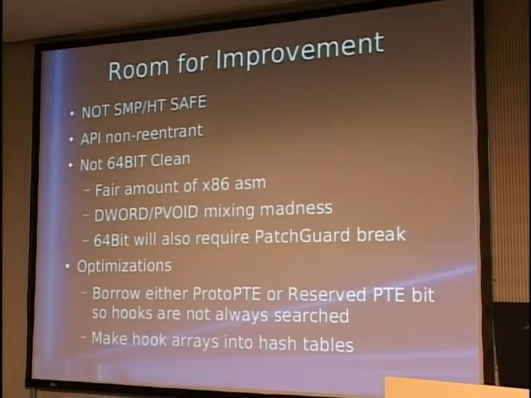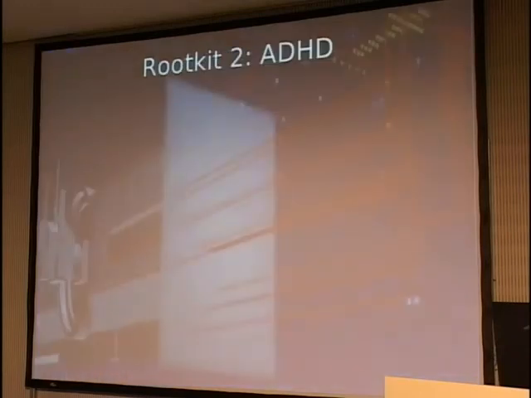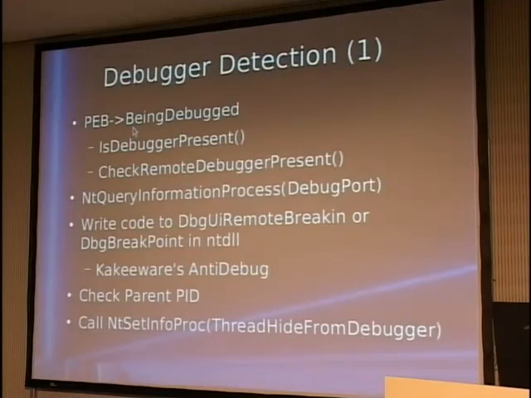The API is not reentrant, so if you try and use Tron from multiple threads, you have to provide your own locking so that you don't end up making concurrent calls to the Tron API calls. It's not 64-bit clean. It's not going to work on 64-bit architectures. There's x86 assembly all over the place, in addition to PatchGuard needing to be broken.